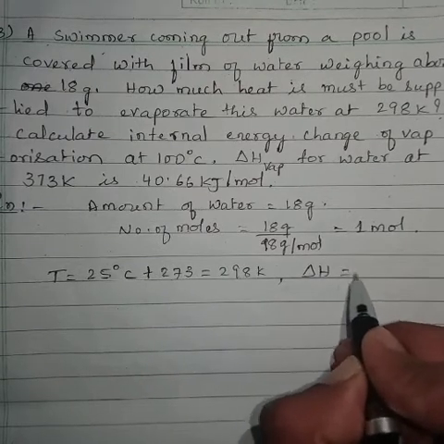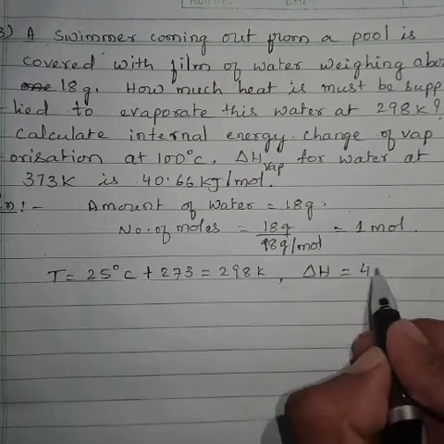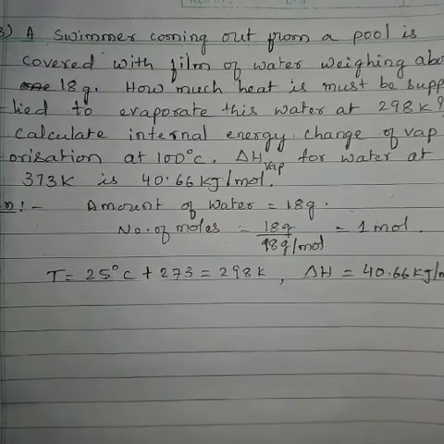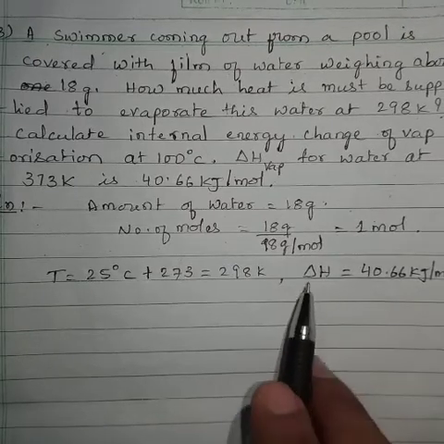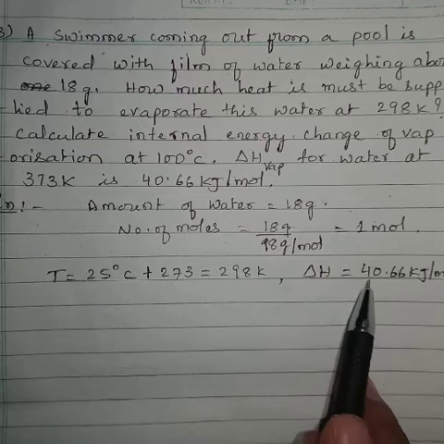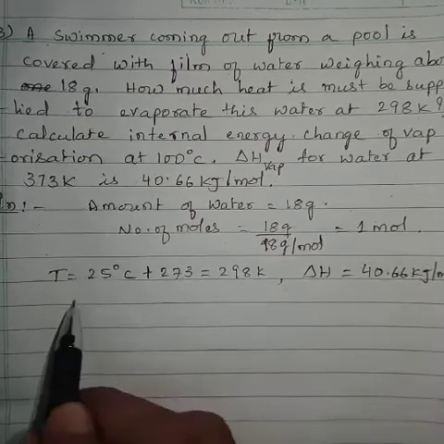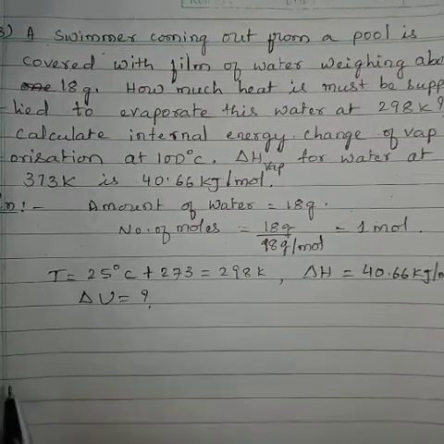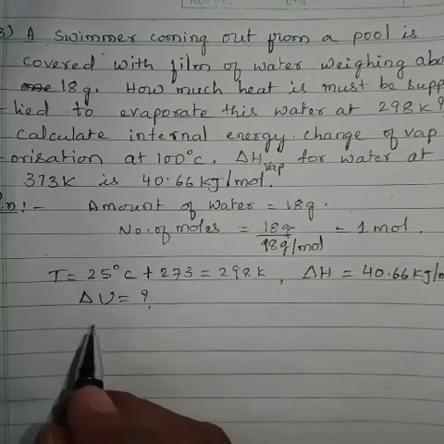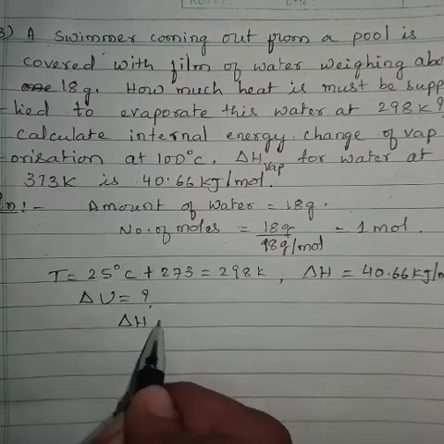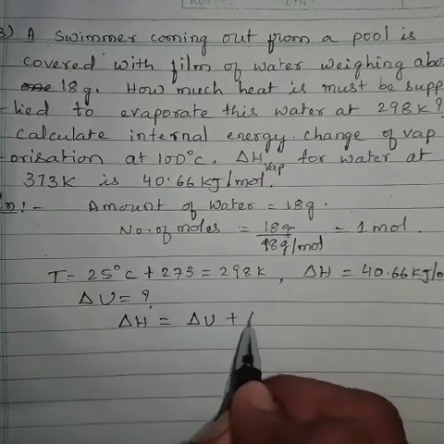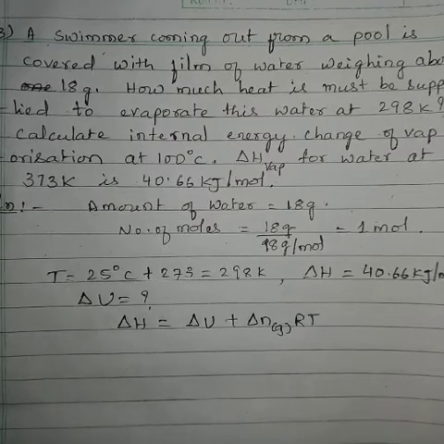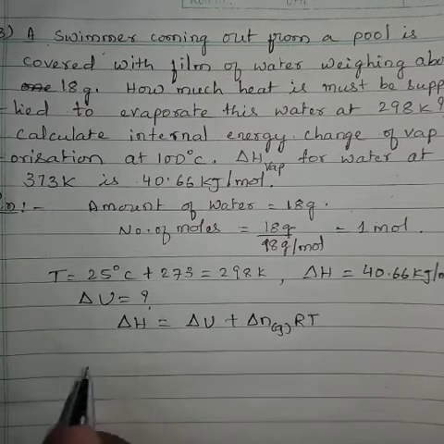Delta H value at 100 degrees Celsius is given, that is 40.66 kilojoules per mole. It means the change in enthalpy during the vaporization is 40.66 kilojoules. Then we have to calculate the delta U value. So here we have to use the equation, that is delta H is equal to delta U plus delta Ng RT. Every time you have to write the formula because you will remember it very easily.